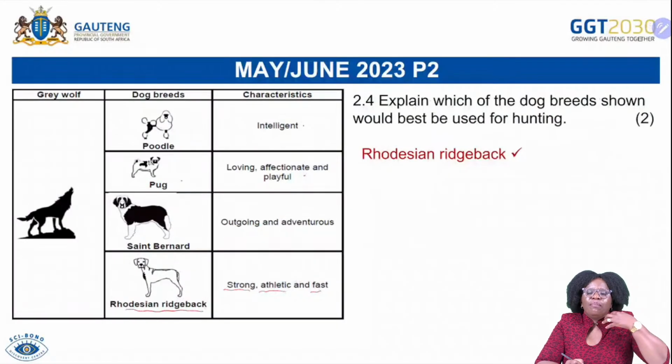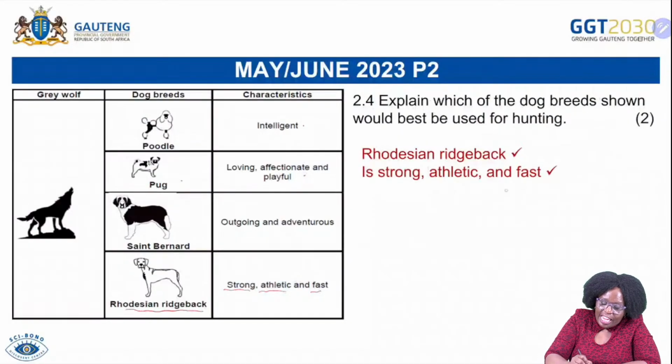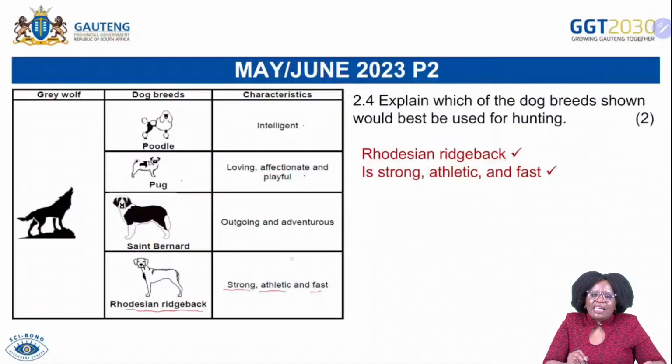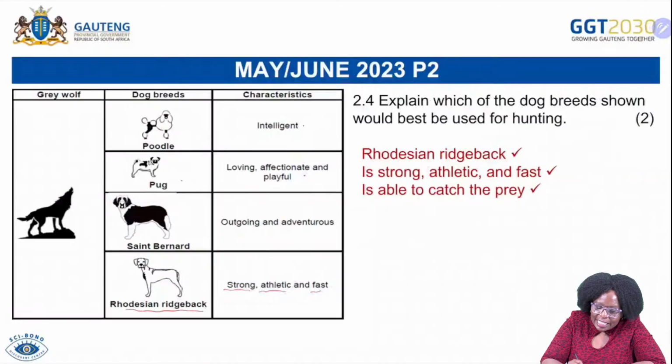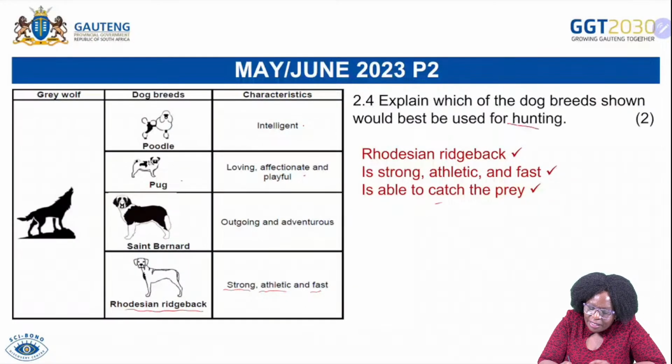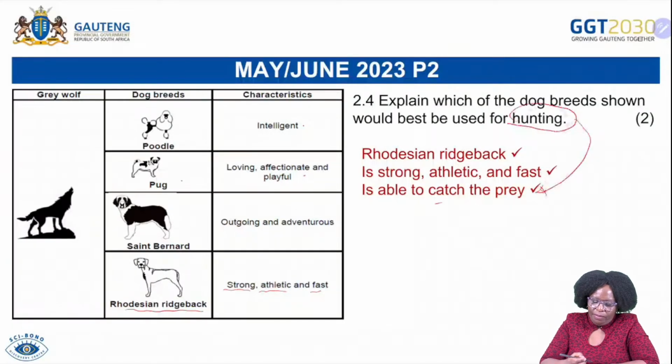Then you tell us what justifies it, because you must explain to us. The Rhodesian Ridgeback is strong, athletic, and fast. Why do you choose to leave out one of the characteristics that are mentioned? Mention all of them to get the mark, because you will never know if the examiner is going to be fussy. They should have mentioned all to get that one mark. And it's able to catch the prey, because it's now for hunting. So you can safely say that it will be able to hunt and catch its prey.